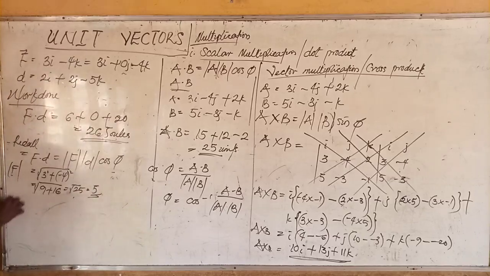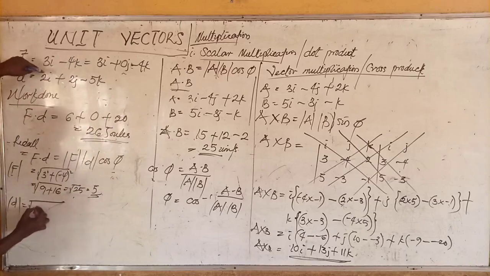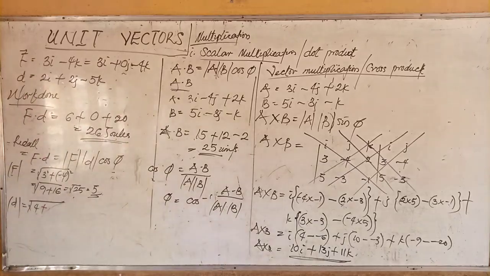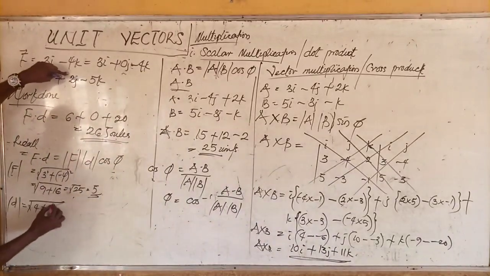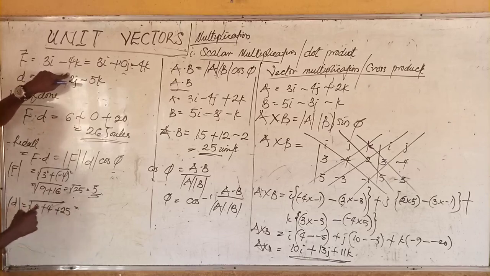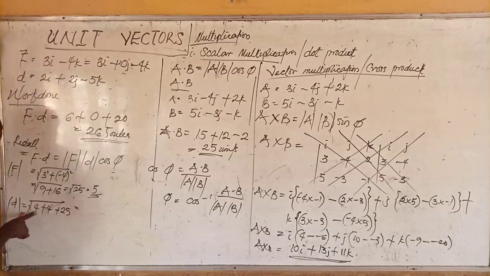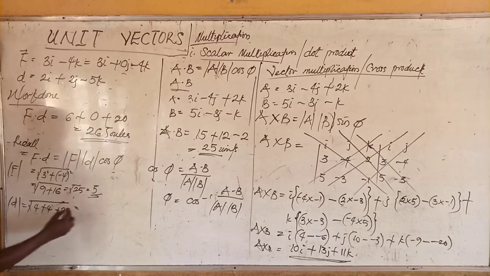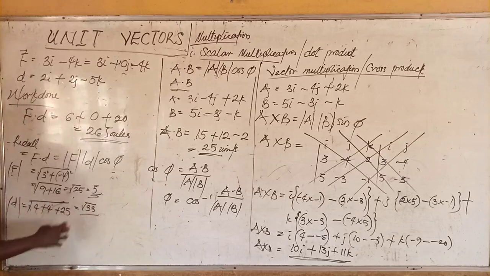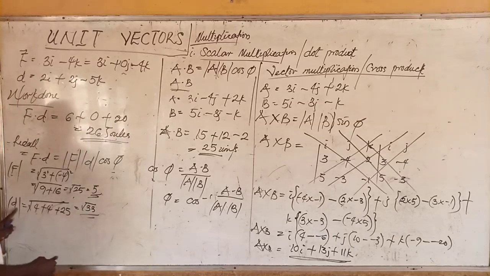Okay, and for D, the modulus of D, or the magnitude of D, we have the square root of 2 squared, that's 4, plus 2 squared also, which is another 4. Then plus minus 5 squared, which is 25. I'm intentionally not writing them back here. Is that okay? This plus this is 8. 8 plus this is 33. So we have square root of 33. And that will be our answer for the modulus of D.